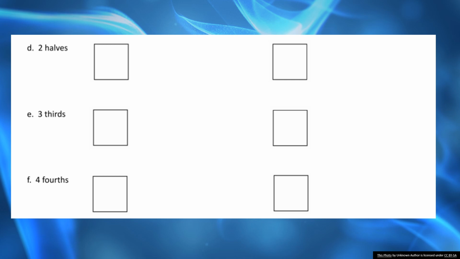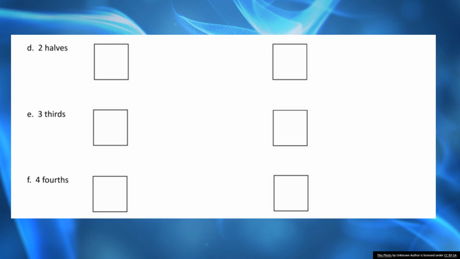Now, if you notice, letter D, E, and F, instead of rectangles, we now have squares. Now, even though they're smaller, you still can use the same methods or the same ways to partition or divide these shapes into the different fraction types. So, letter D says to partition it into halves. So we're going to do it the exact same way that we did for A.